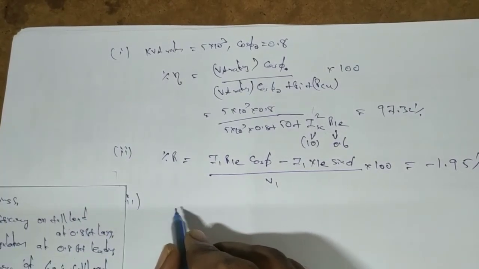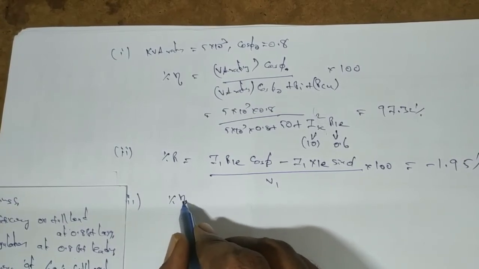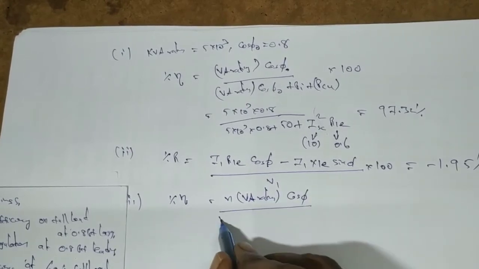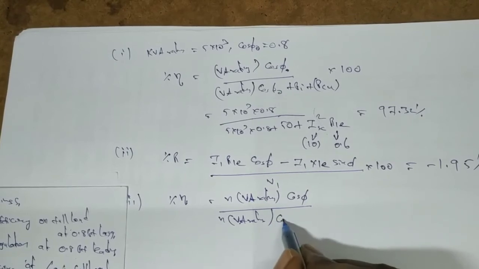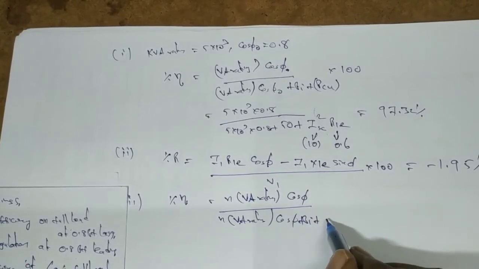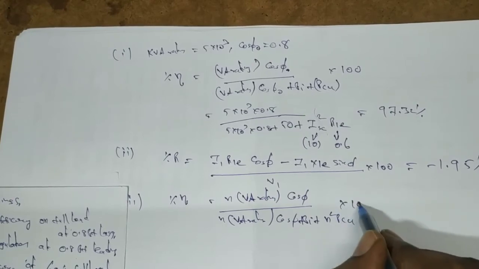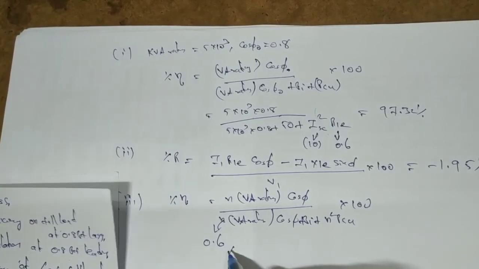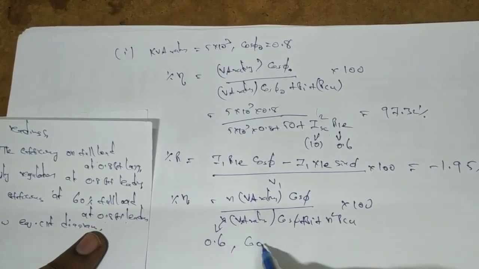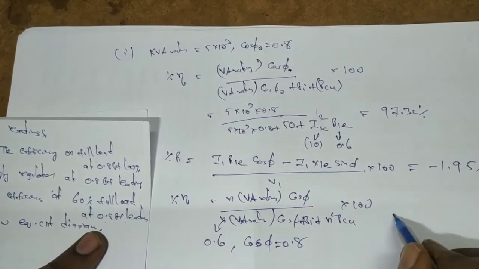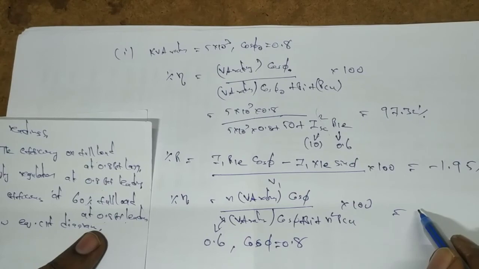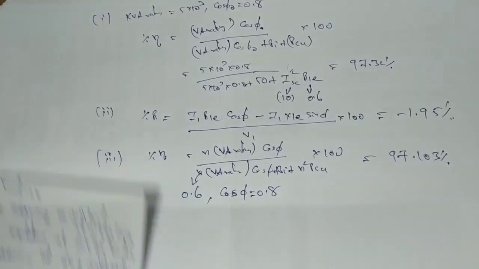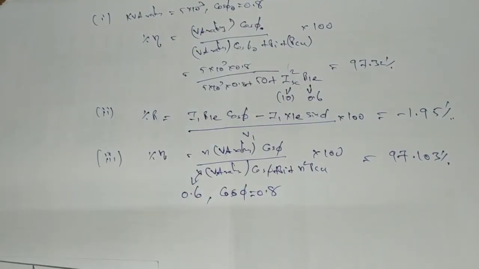Next, coming to the third one, efficiency at 60% of full load. In percentage, the efficiency formula is n into VA rating cos phi divided by n into VA rating cos phi plus Pi plus n square into PCU, that is copper losses. In this, the n value is 60 by 100, that is 0.6, as it is given as 60%, and the cos phi value is given as 0.8 power factor. And if you substitute those values, you will get 97.103%. This is the efficiency when it is given as a percentage of load or fraction of load.